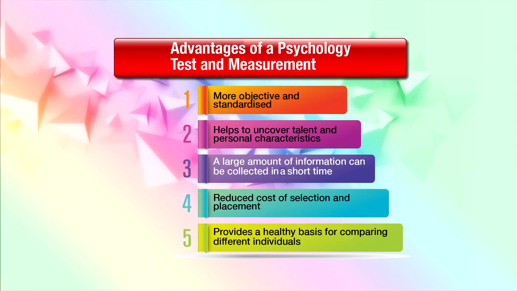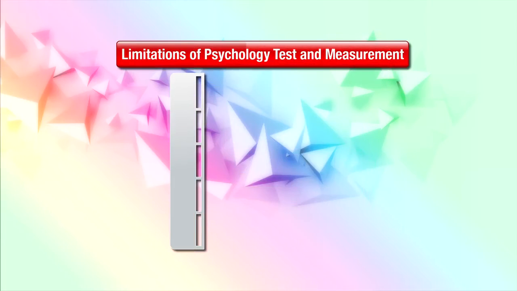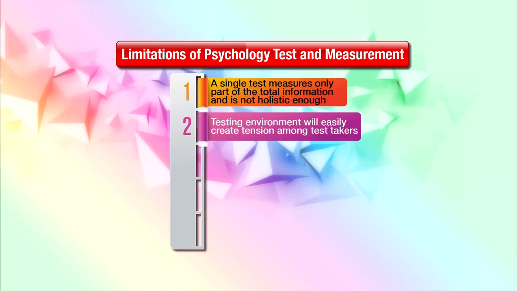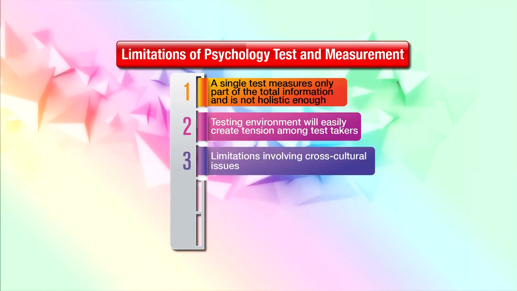While the disadvantages of tests and measurements can be seen from the following facts. 1. A single test measures only part of the total information on an individual and is not holistic enough. 2. The testing environment will easily create tension among test takers and may have a negative impact on their real performance. 3. There are cross-cultural issues that tests and measurement usually have limitations dealing with. This is because a test developed in a country may not be fully suitable to be used in another country.